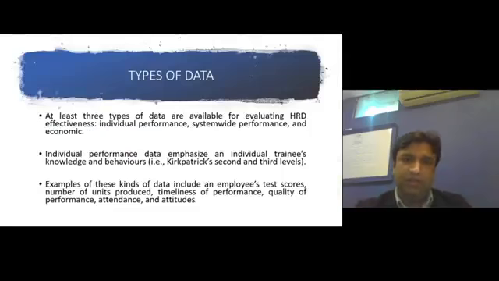For instance, there are basically three types of data that exist here: individual performance, system-wide performance, and economic performance. We already discussed the economic condition as well. Individual performance data emphasize an individual trainee's knowledge and behaviors, like we identified in the Kirkpatrick method at the second and third level. They know about the learning, and there's something about their perception of all these things.